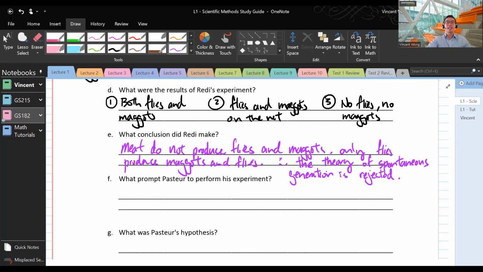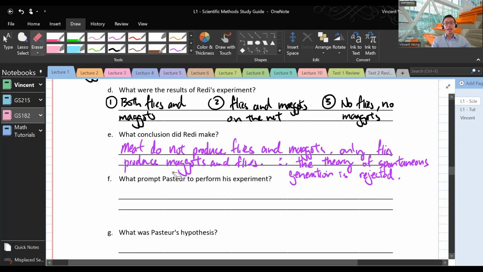Pasteurization. Yeah, exactly, pasteurization, right? And that's named after this guy, Louis Pasteur. He basically came up with this pasteurization method. Okay, so what prompted him to perform his experiment?